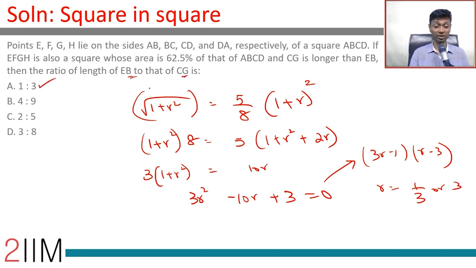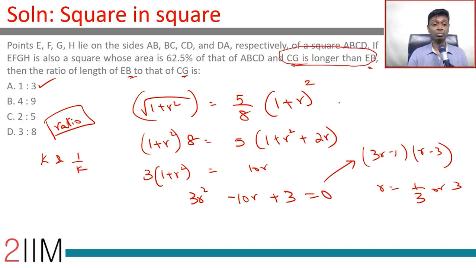Remember, in an equation of this type where you're doing a ratio, there is every chance that your answers are of the form K and 1 by K. The algebraic equation cannot distinguish between CG to EB and EB to CG. This part, CG is longer than EB, makes our life simpler and says it has to be 1:3 and not 3:1. So when you're solving, keep that in mind. That way this factorization becomes very simple.